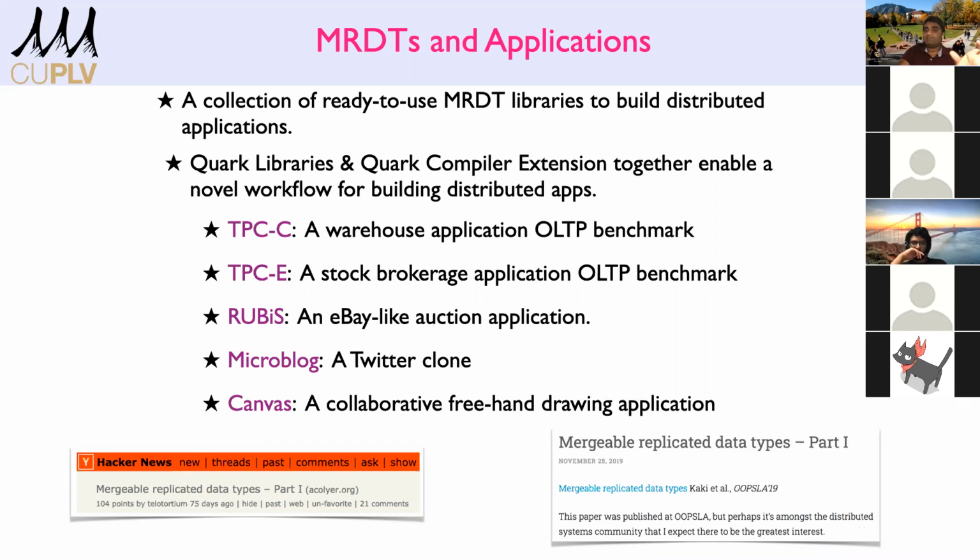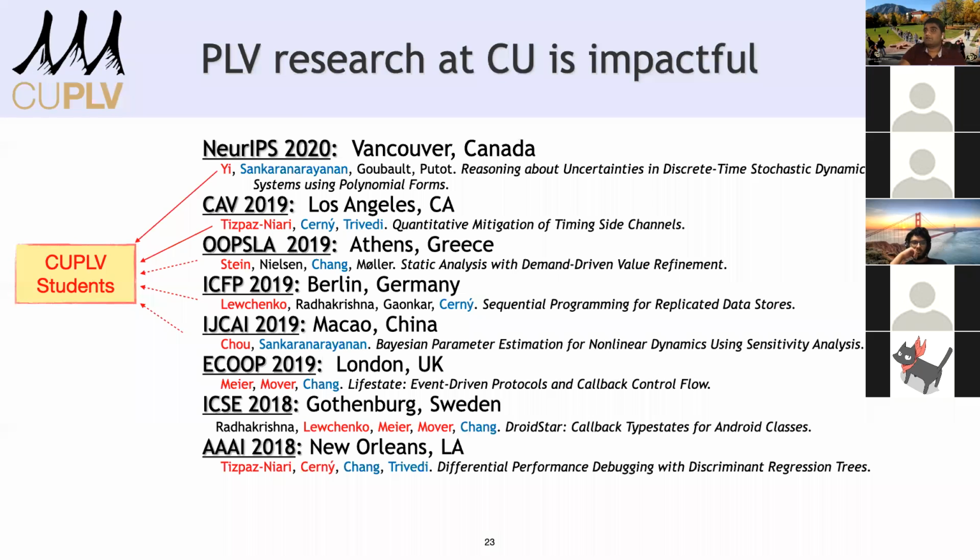So that finishes our deep dive into MRDTs. Artificial pancreas and MRDTs are examples of two impactful projects that we at CUPLV undertook. We have more such impactful research that has come out of CUPLV in the last few years, published in top venues. Here is a list of recent papers published in venues such as NeurIPS, OOPSLA, ECOOP, ICFP, etc. I've listed various papers, including the recent one by Shankaranarayanan in NeurIPS. I've highlighted the students involved in red, and CUPLV professors in blue. As you can see, we have a lot of very impactful work done in collaboration with students, published in really good, impactful venues.